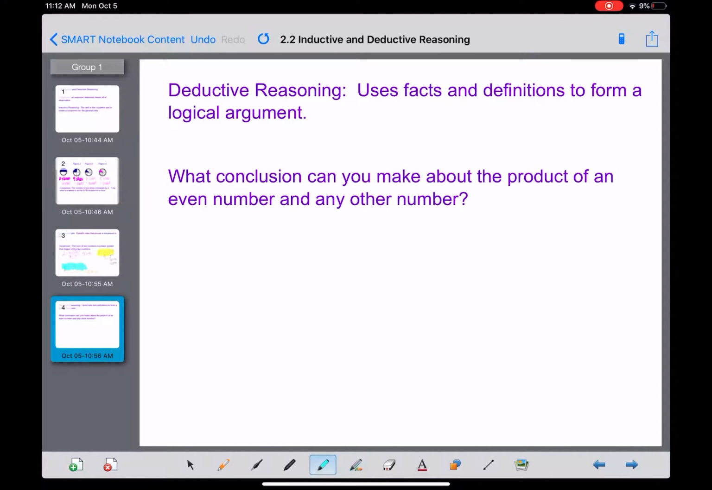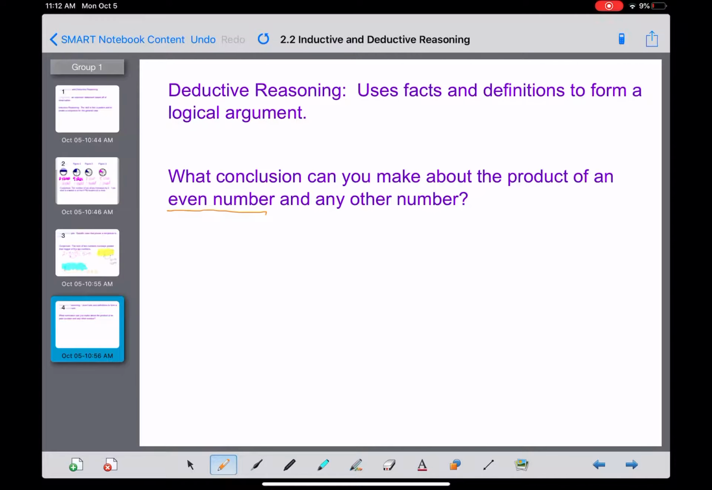The last thing we're going to talk about is deductive reasoning. Inductive reasoning follows a specific example and you're trying to figure out a pattern. Deductive reasoning is when you use facts and definitions in order to form a logical argument. So they want to know what conclusion we can make about a product, the multiplying of an even number with any other number. It's really important that we test some numbers. So I'm just going to pick the most basic even number, 2.